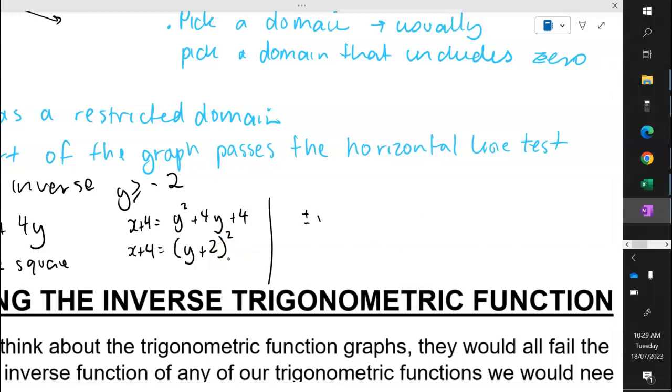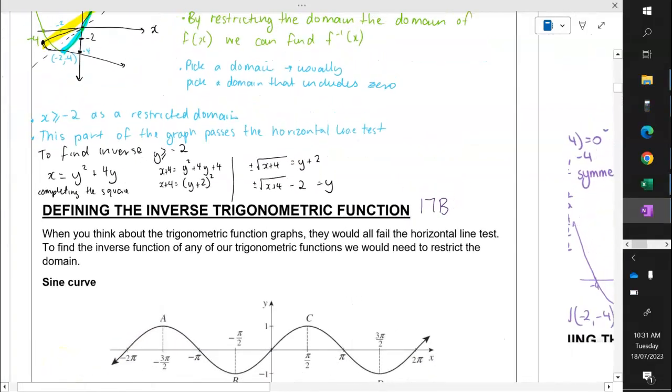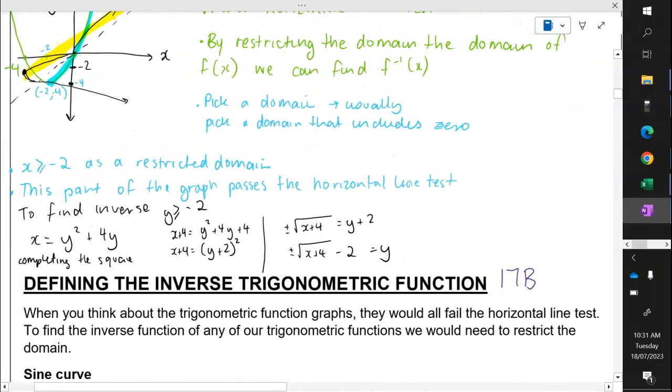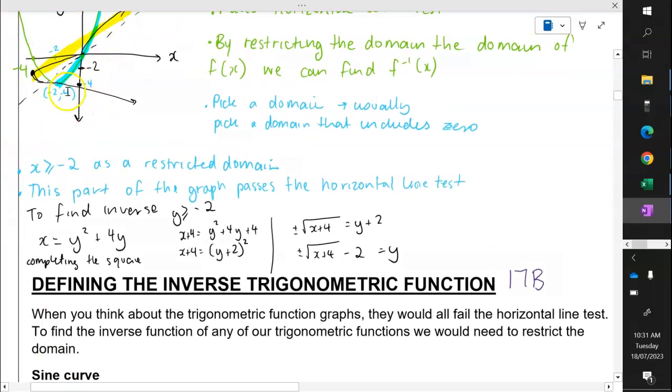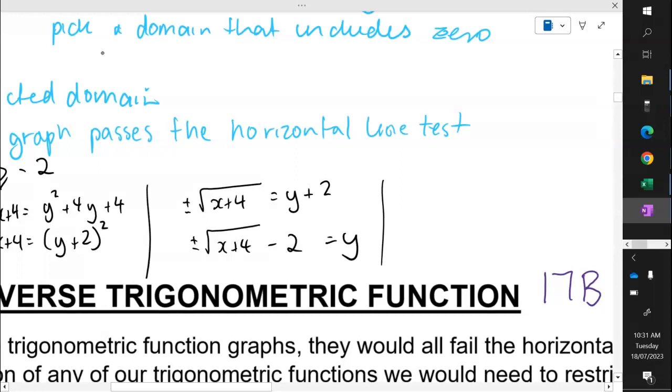So we're going to have plus or minus the square root of x plus 4 is equal to y plus 2. Plus or minus the square root of x plus 4, minus 2, is equal to y. In our restricted domain, we only want the positive part of the graph, because I've only picked the positive part of my original function and I'm only using the positive part of my inverse. So what I actually want is y equal to just the positive version of the square root of x plus 4, minus 2. And that is my inverse.